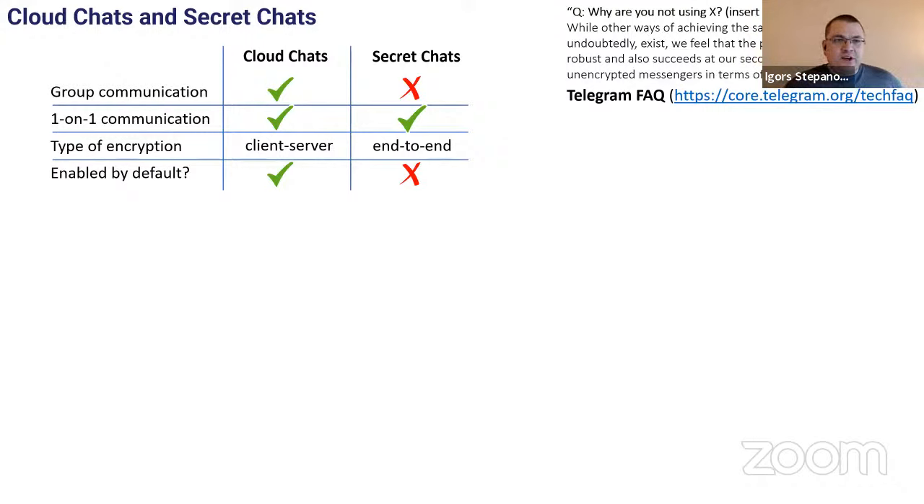In cloud chats, you can do group communication. You can do one-on-one communication. You get client-server encryption, and cloud chats are enabled by default. So by default, you do get client-server encryption. In contrast, in secret chats, you can only do one-on-one communication. It is end-to-end encrypted, but it is not enabled by default when you open the one-on-one chat.